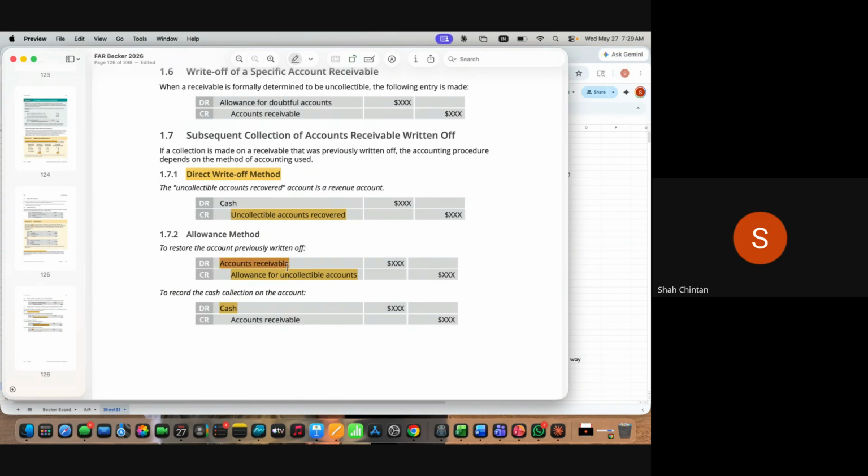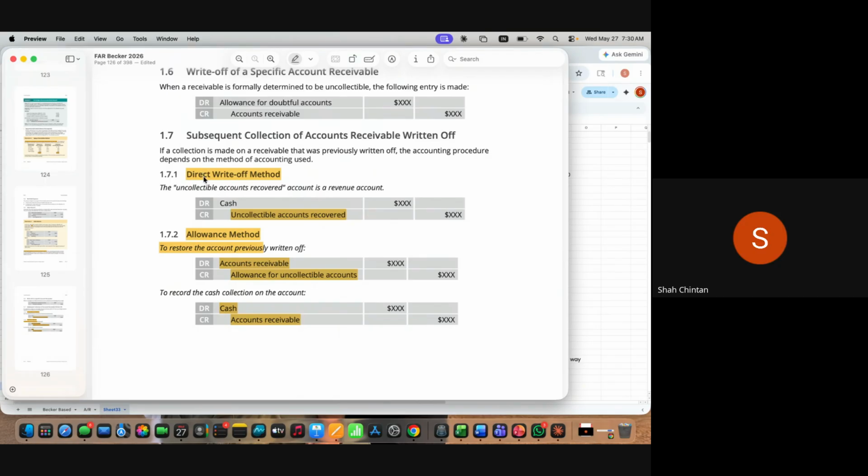यहाँ पर अकाउंट्स रिसीवेबल डेबिट हुआ, यहाँ पर क्रेडिट हुआ. दिस इज नेट टू जीरो, दिस डेबिट क्रेडिट नॉक्ड ऑफ. योर नेट एंट्री इज कैश अकाउंट डेबिटेड to allowance for doubtful debt account. This is under the allowance method.